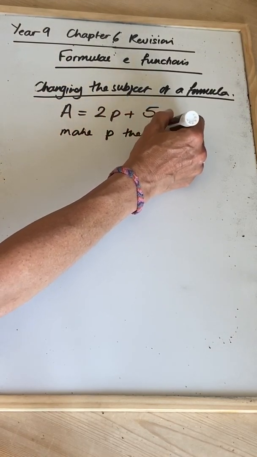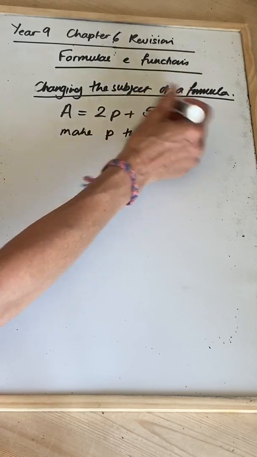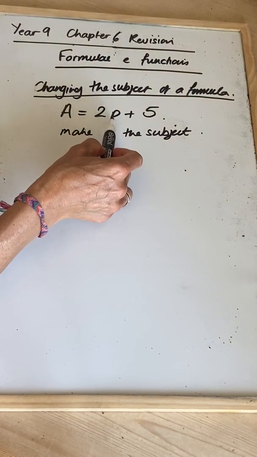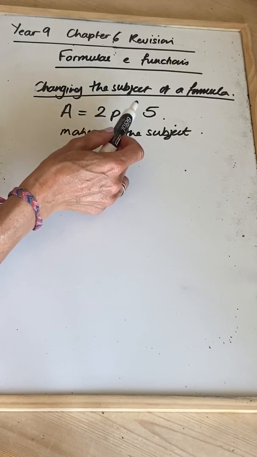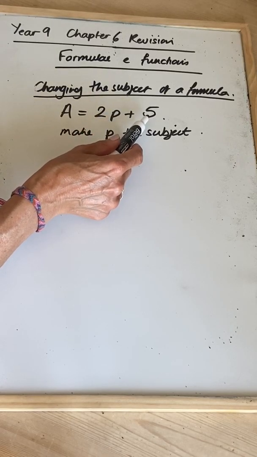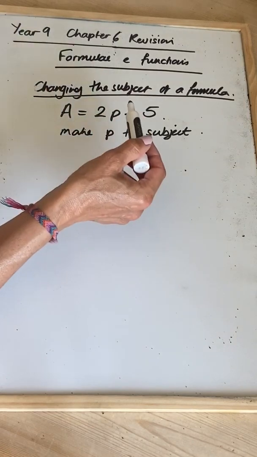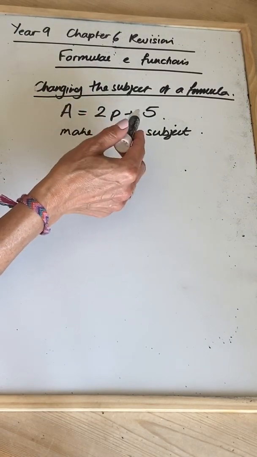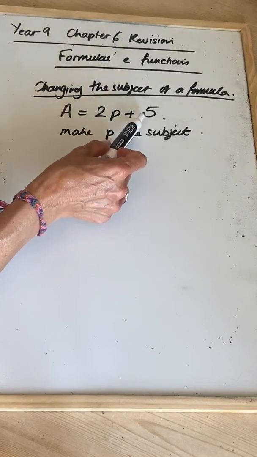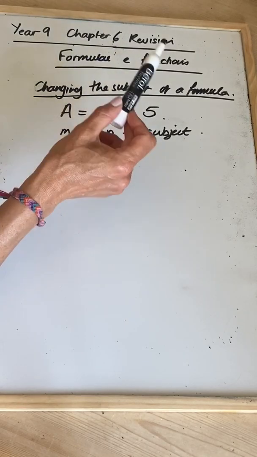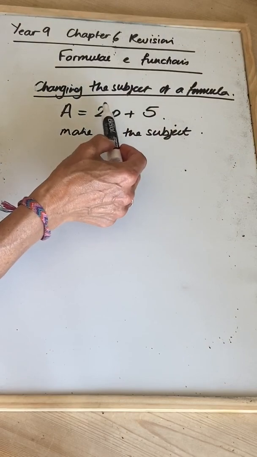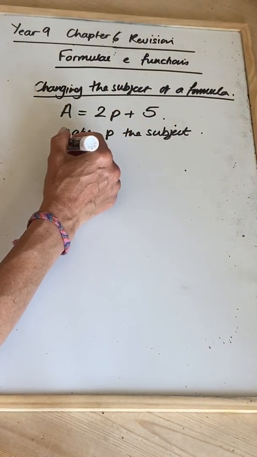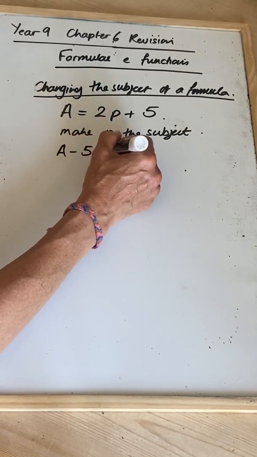First of all, you just need to have a little think about what sort of formula you've got. As I said, this is a relatively simple one. This has just got a P that has been multiplied by 2 and had 5 added to it. So you need to reverse that process, okay? Reversing that process means that you need to take away the 5. So you're doing it in the opposite order. This has been multiplied by 2 and added 5. You're going to do the reverse. We're going to take away 5.